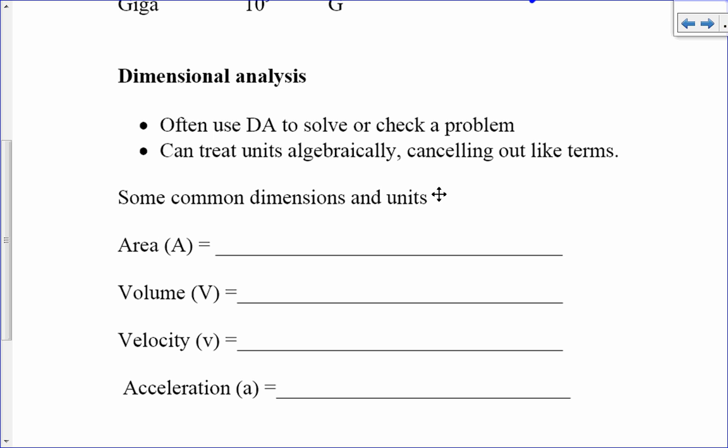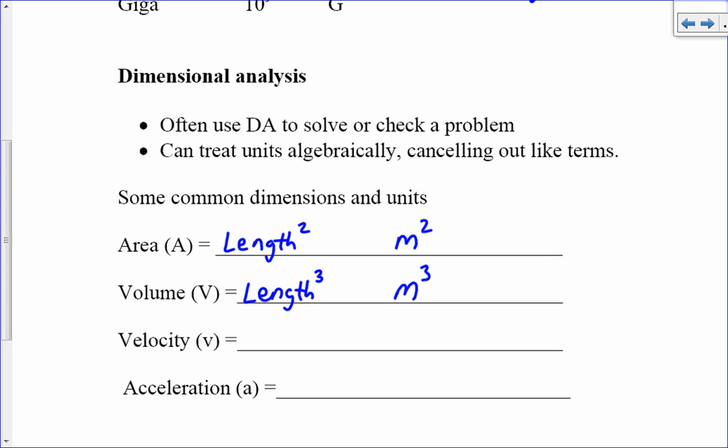Now first, before I show you some examples, I just want to give you some common dimensions and units. So for example, area, which is a length squared, is measured in square meters. Volume, which is length cubed, I measure, of course, in cubic meters.